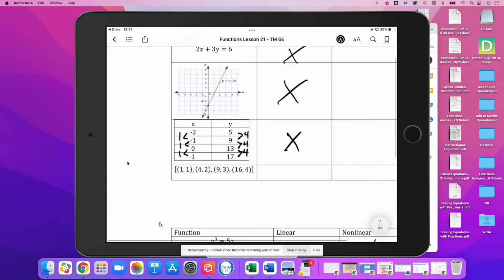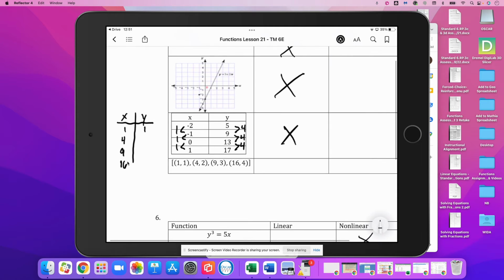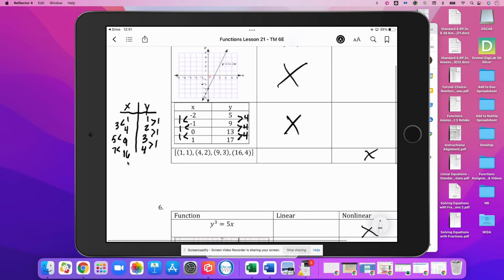And for our set, we'll make a quick table. 1, 4, 9, 16. 1, 2, 3, 4. And so obviously these are increasing by 1. This is increasing by 3, then by 5, then by 7. Not consistent, so nonlinear. Okay.